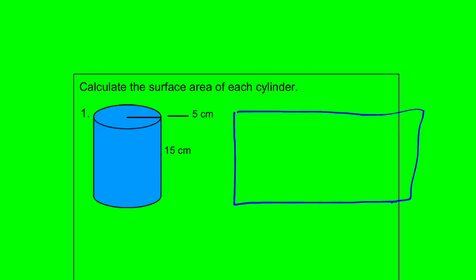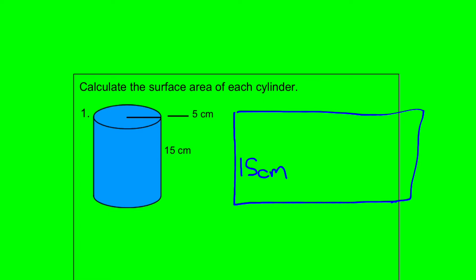All right. Now, one of the dimensions of this rectangle is pretty easy. The height of the cylinder is the shorter side of the rectangle. So that side on the rectangle will be 15 centimeters. But it's the longer side that's the issue.